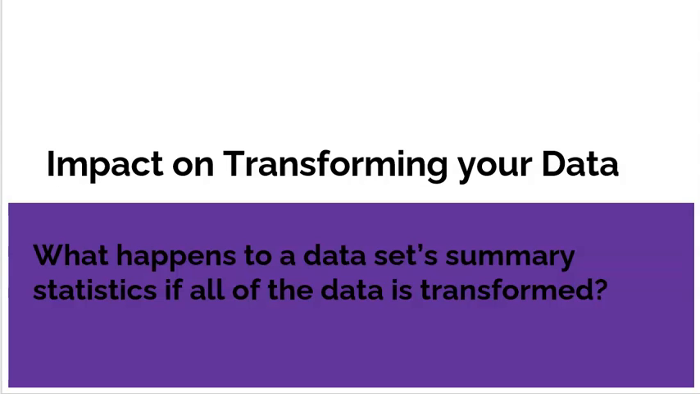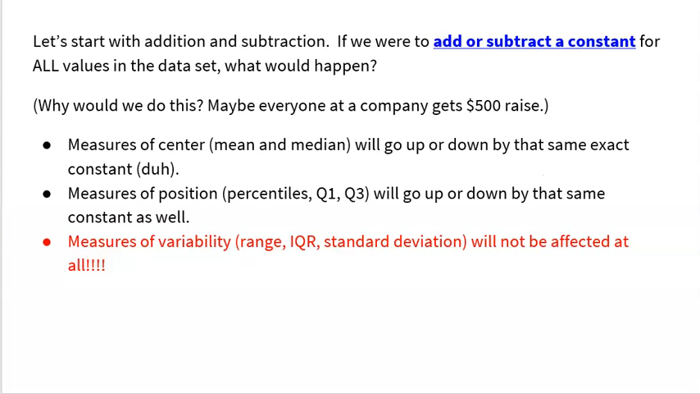So what happens to a data set's summary statistics if all the data is transformed? First we have to understand there are a couple of different ways you can transform your data. Here's our first example. Let's start with addition and subtraction: adding or subtracting a constant for all values in the data set.